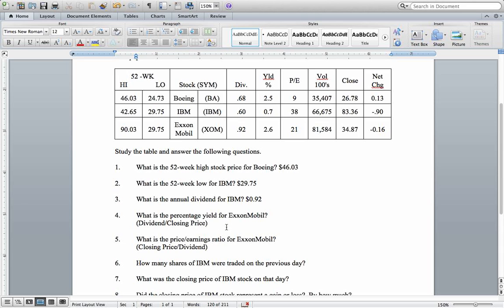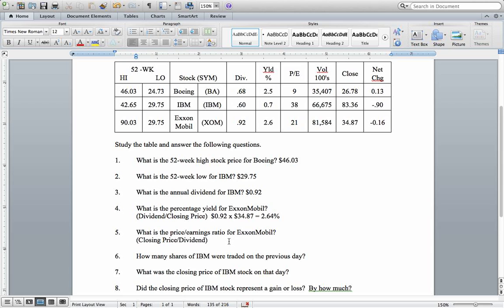What is the percentage yield for ExxonMobil? I will include the formula, so you don't have to remember this formula. It will be on the test, but you have to be able to pick from which column. So ExxonMobil's dividend is 92 cents, and their closing price for that particular day was $34.87. And so your percentage yield, and the word percentage is in there, so you need to make sure that you do that. If you put that in your calculator and then move your decimal places, 2.64% is your answer.